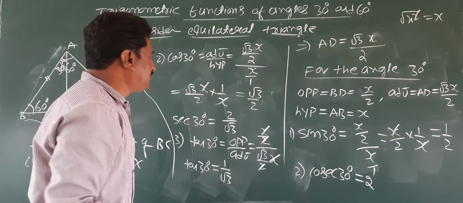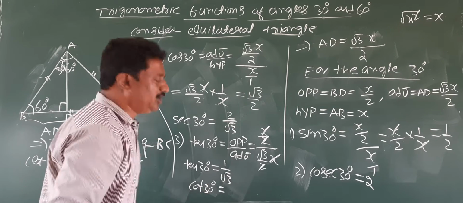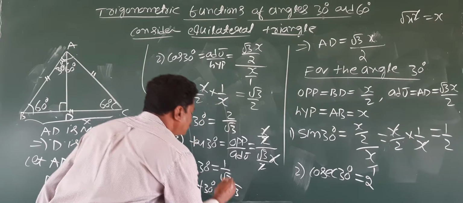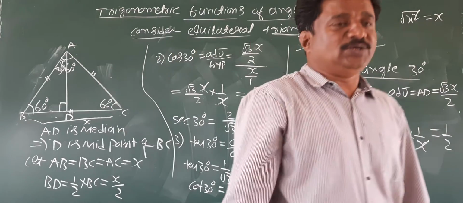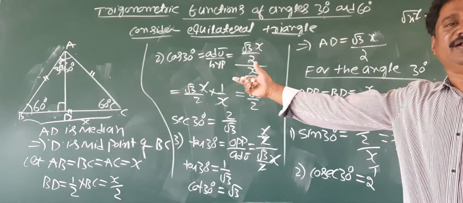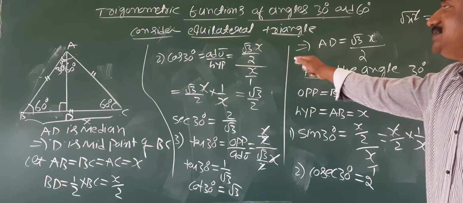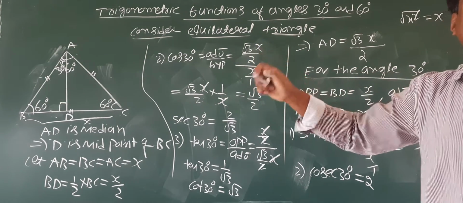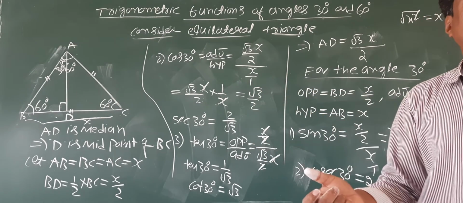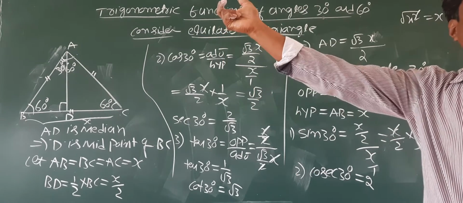Finally cot 30 degree. The reciprocal of 1 by root 3 is root 3 by 1, which is root 3. I hope you understood this very well. These are the basic standard values you must learn by heart. Without learning this by heart, you cannot follow what comes further in trigonometry, right?